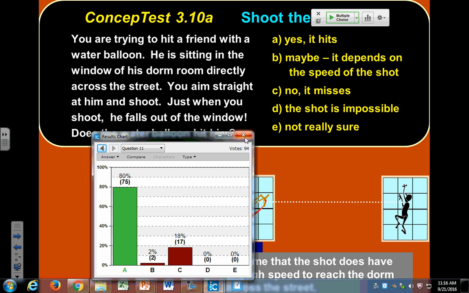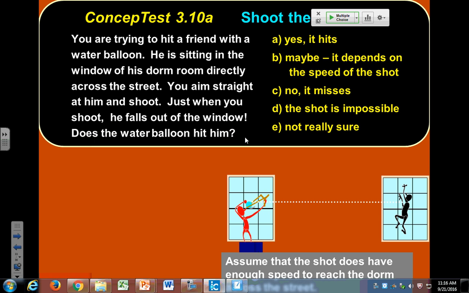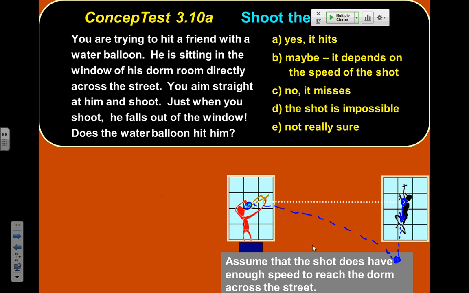Okay, A is right. What's going to happen here is that you shoot the ball and it falls like that. It falls at a rate of 10 meters per second per second. Similarly, this guy unfortunately falls at the same rate. So when they meet there, they're going to meet at exactly the same point, because you're both falling at that same acceleration. If it had enough speed to reach the building, yeah.